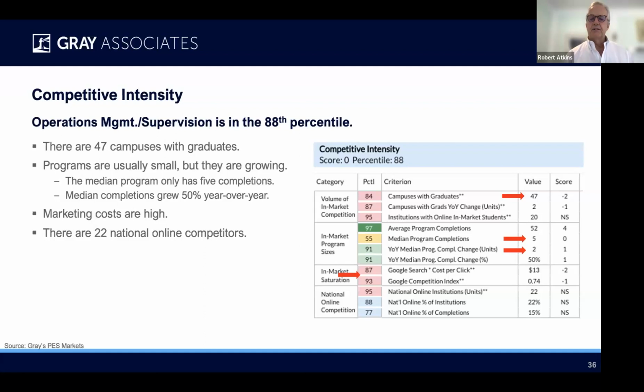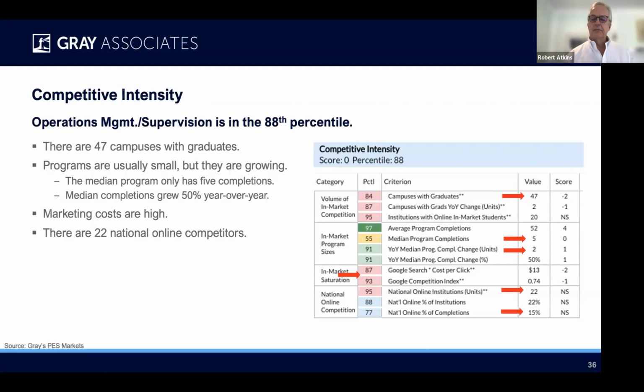Independent of the number of campuses, I can see here that 2 of my metrics for saturation are up at the 87th and 93rd percentile, respectively. Google search cost per click and the Google competition index. Cost per click goes up because people have to bid to get those clicks. So the more people are bidding and the more intensely they bid, the higher that price gets. So that's a good indicator of saturation. And Google competition index ranges from 0 to 1, with 1 being most competitive. And you can see here we've reached a 0.74, which is a 93rd percentile in our data set. So worrisome in the level of competition for this one.